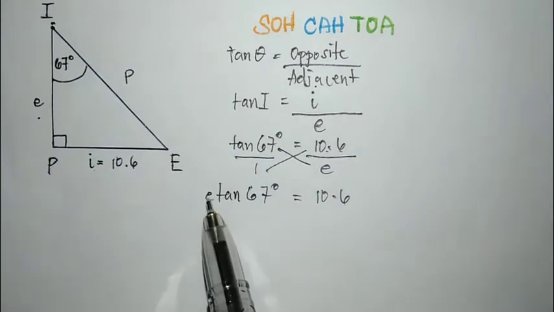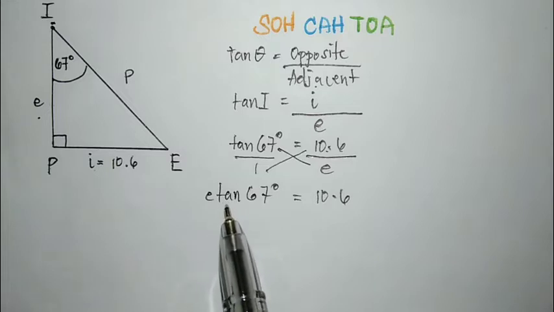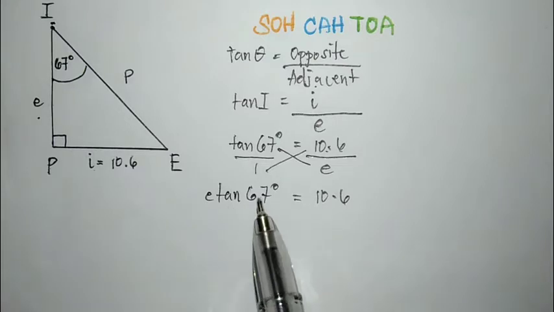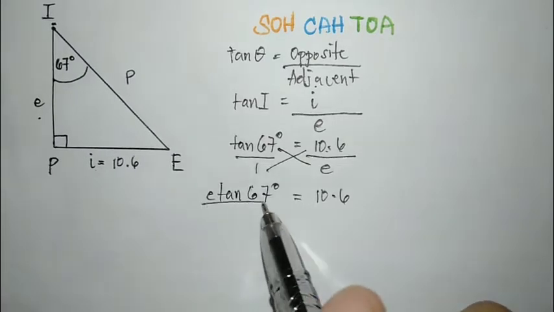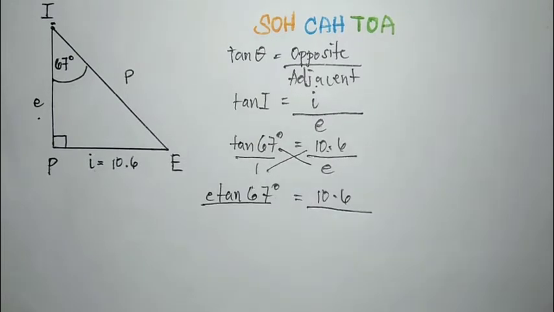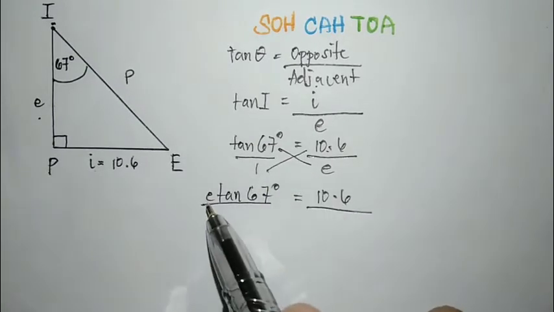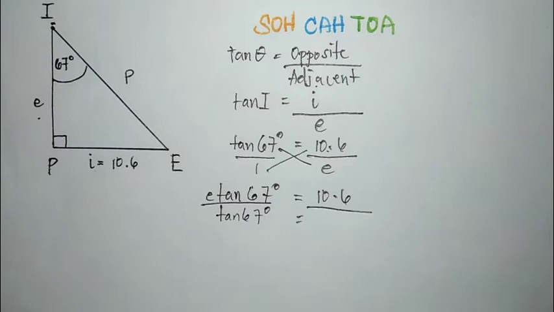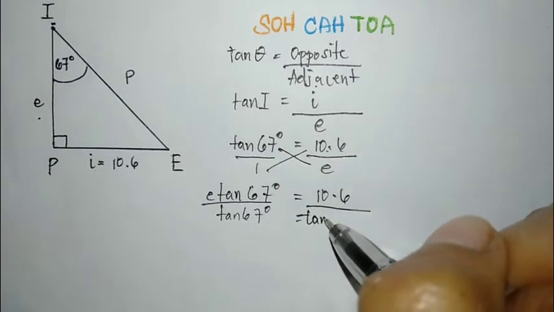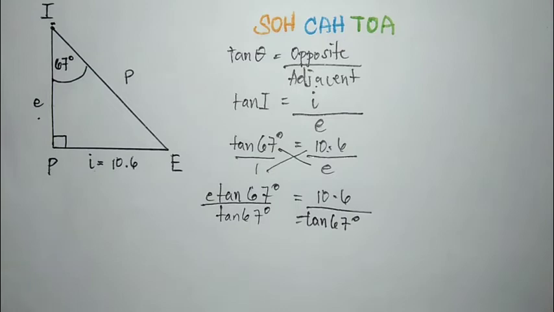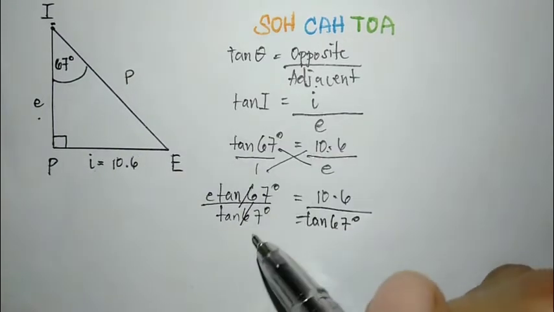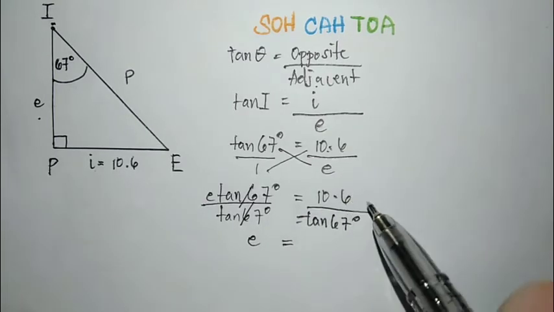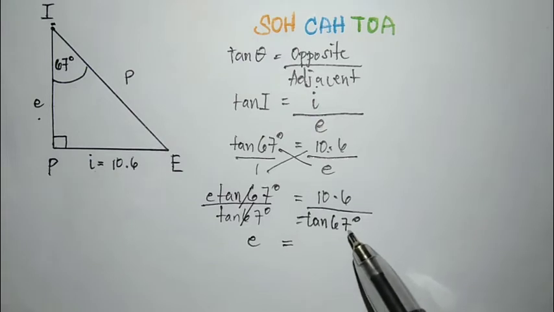And then, dahil nga si E yung ating hahanapin and kasama niya si tangent 67 degree, what are we going to do is to eliminate tangent 67 degree. How? By simply dividing both sides doon sa aalisin natin. Alin ba yung aalisin natin? Kailangan kasi si E lang yung matira. So, si tangent 67. So, i-divide natin sila both sides by tangent 67 degree. Okay, then right after that, of course, cancel, and then, ayan, si E na lang natira. And then, ang gagawin mo naman dito is 10.6 over tangent 67 degree.